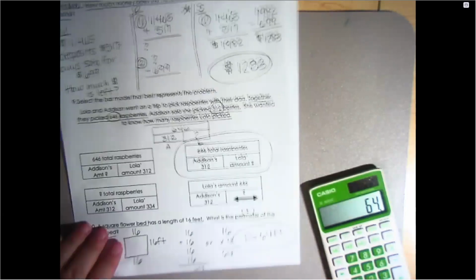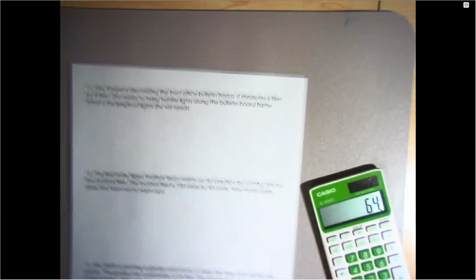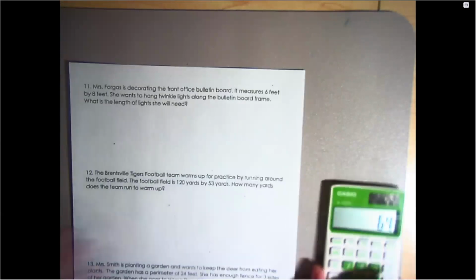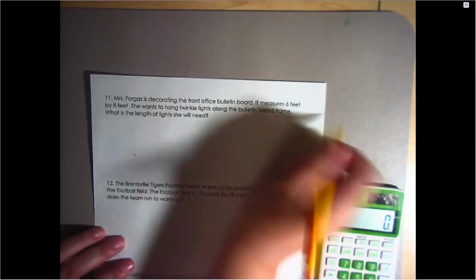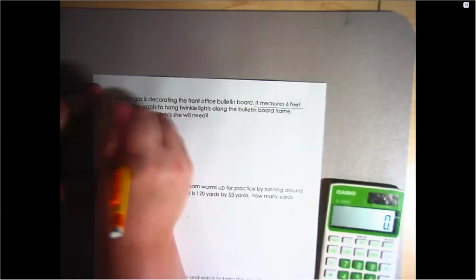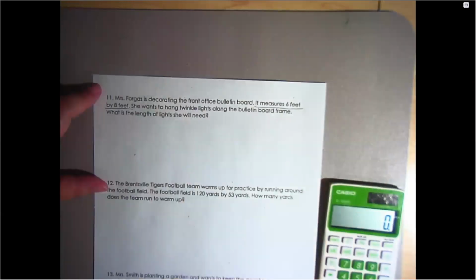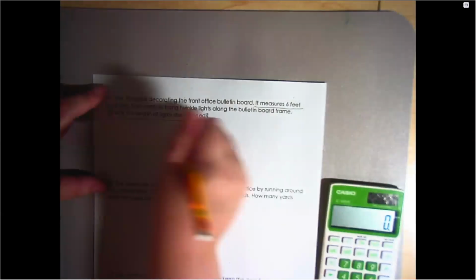Our next problem, number 11, says Ms. Forgus is decorating the front office bulletin board. It measures 6 feet by 8 feet. She wants to hang twinkle lights along the bulletin board frame. So what is the length of lights she will need?